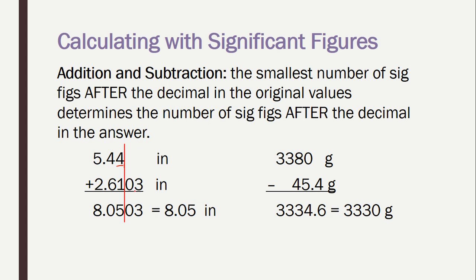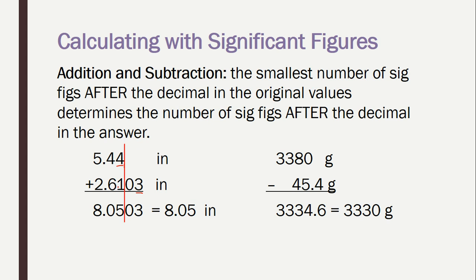And then the 2.6103, this person did a little more work in establishing an accurate number, but the 3 is where they estimated. So they knew the 6, they knew the 1, they knew the 0, and they estimated the 3. So when you line these up, you can see that the 4 lines up here, the 3 much more to the right.